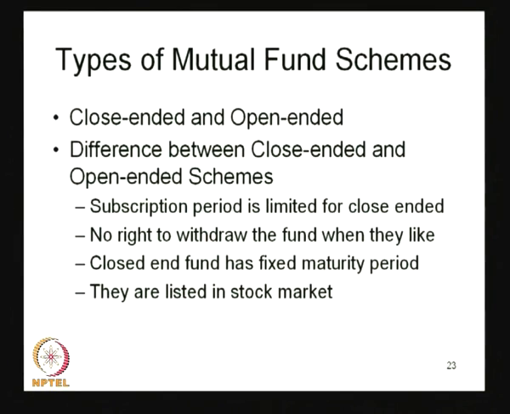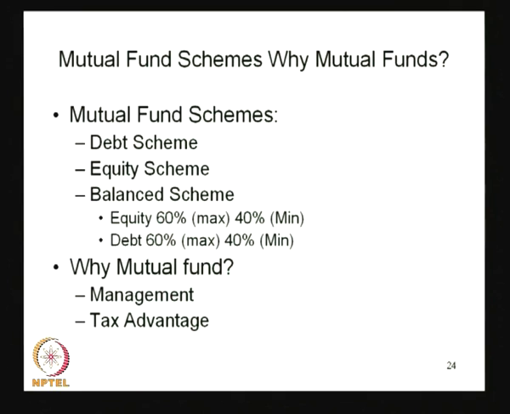In mutual funds, where we do indirect investment, there are various funds available, close ended and open ended. We have a separate session on mutual funds where we will read extensively, but here if you see the differences between close ended and open ended: the subscription period is limited for close ended, with no right to withdraw the fund when you like, and close ended funds generally have a fixed maturity period and are listed in the stock market. The open ended funds are not listed in the stock market.